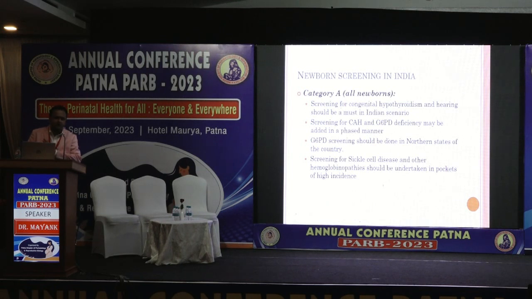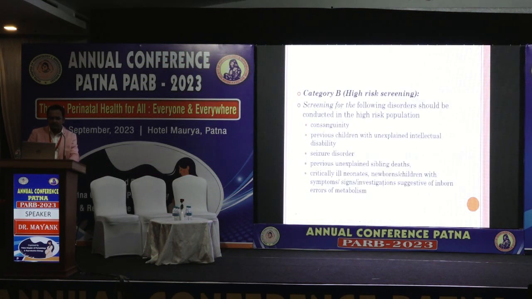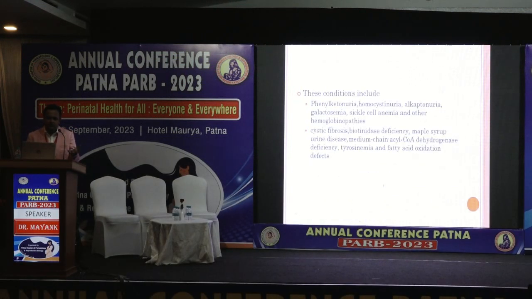Category A, at least we should offer to all the couples, irrespective of the economic background, because these are very cheap. At least for hypothyroidism, hearing assessment, CAH, G6PD, and in the northern part of India, especially Bihar, Jharkhand, we should also encourage them for sickle cell screening as well. Category B includes those families who may have a consanguinity or any history of previous child with intellectual disability, seizures, or any bad obstetric history. We should offer them certain extended screening, which should include conditions like PKU, homocystinuria, galactosemia, cystic fibrosis, and other conditions.